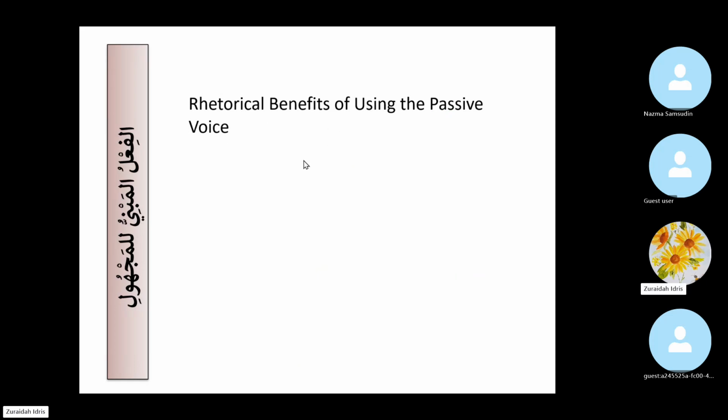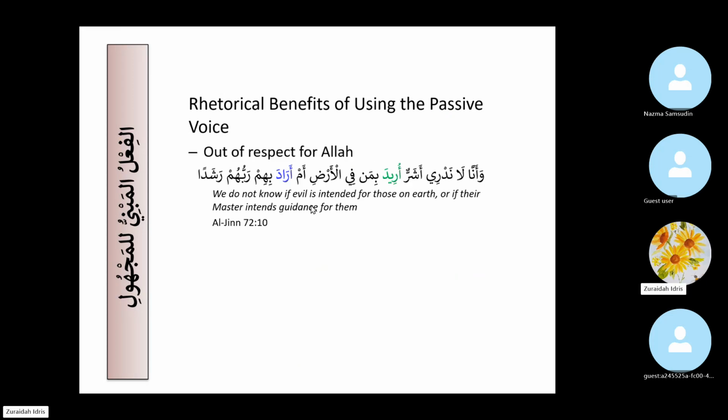Okay, rhetorical benefits of using the passive, part 2. Out of respect for Allah, this is a standard example of this. Yes, urida arada. Okay. Which one is passive? Which one is active? Urida, passive. Okay, good. Urida is passive. Yes, automatic. Here, when evil is mentioned, the passive is used. Yeah, ashar. When guidance is mentioned, arada, the active is used.